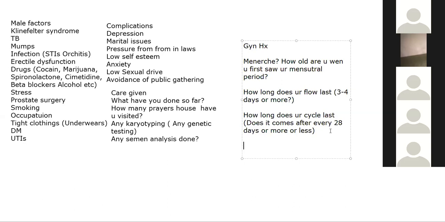Do you have pain during your menstruation? It's very important. You want to know if the patient has pain during menstruation. You understand? You want to ask if there's pain during menstruation.